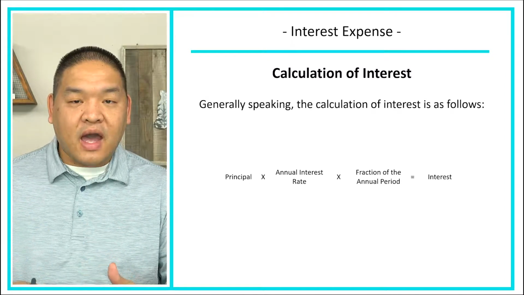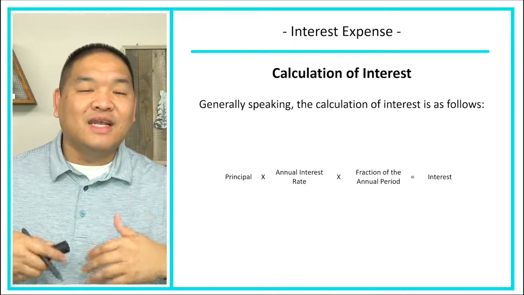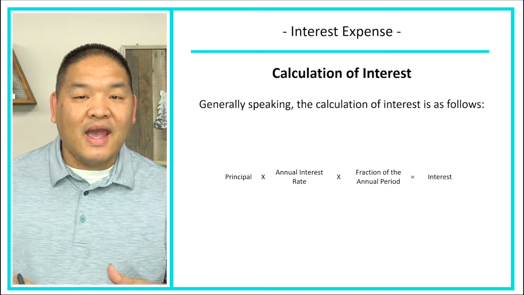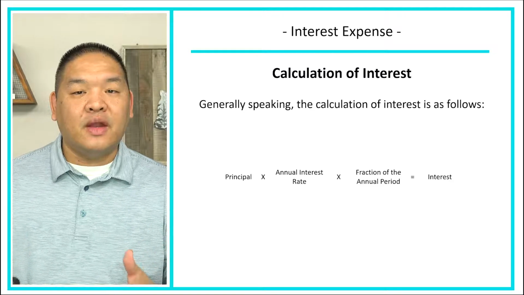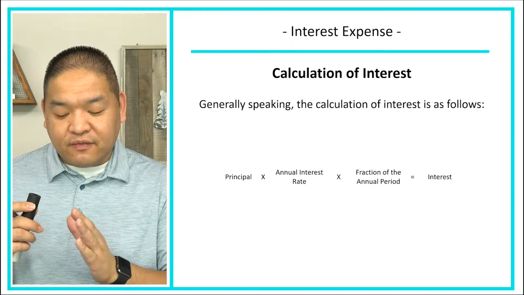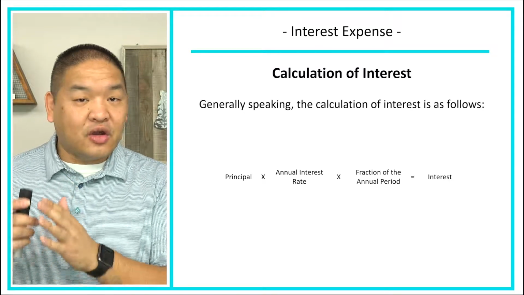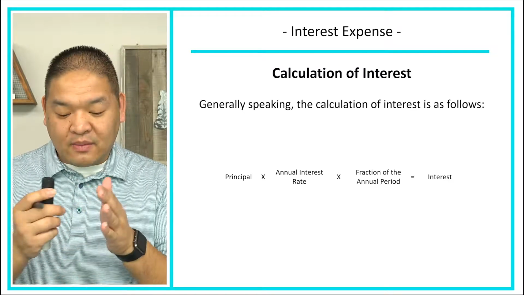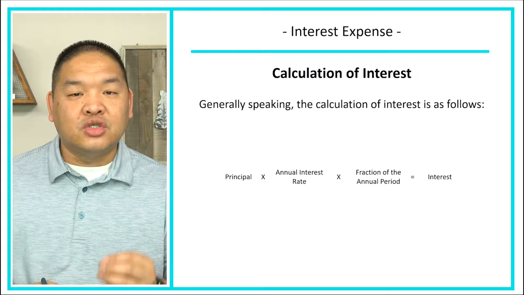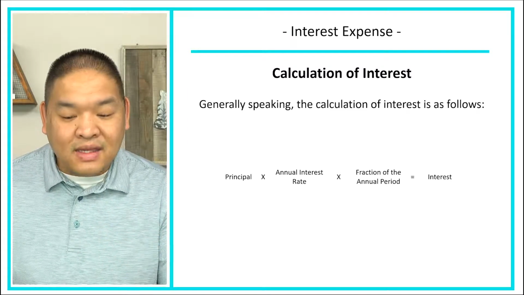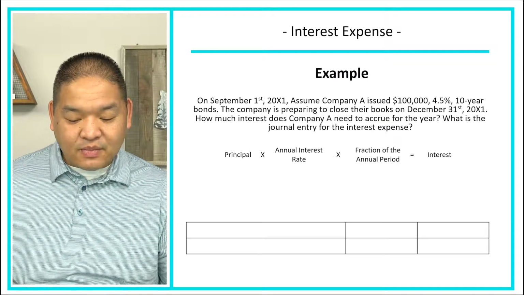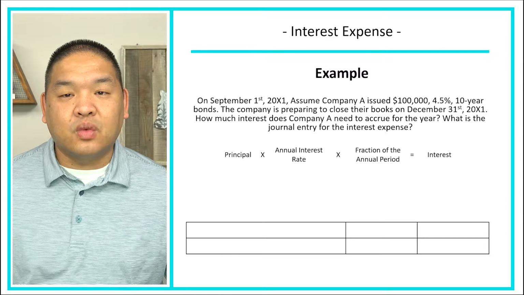Remember that most times you're going to get the interest rate based on an annual period, and it's your job to then figure out the fraction of an annual period so that the time matches the time frame of the annual interest rate, which is usually a year. So let's take a look at an example to help you understand how we calculate this one more time.